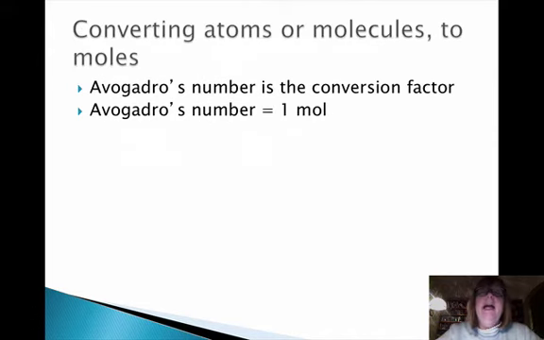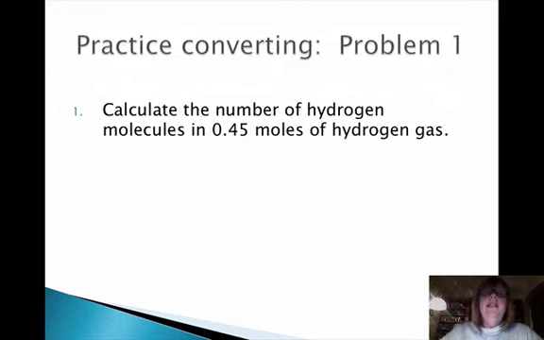All right, now we can convert atoms or molecules, things in chemistry that are really, really small, to moles. And Avogadro's number is the conversion factor. And Avogadro's number is the same thing as saying 1 mole. And so let's go ahead and practice. We've got 0.45 moles of hydrogen gas.